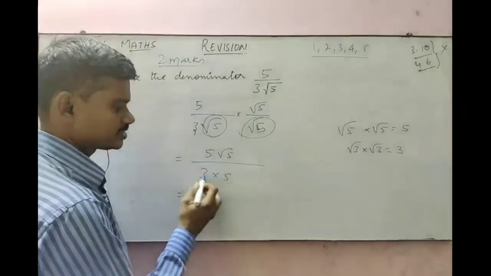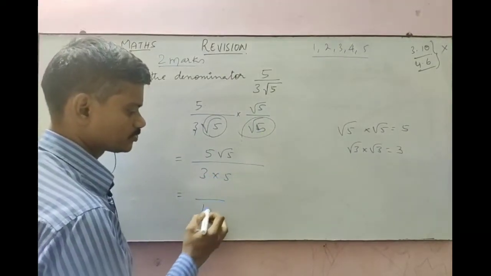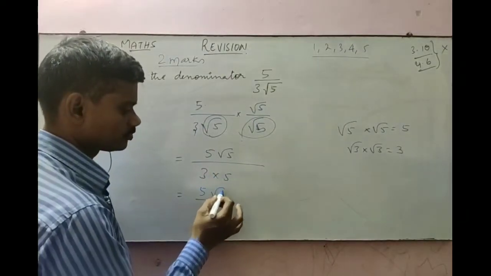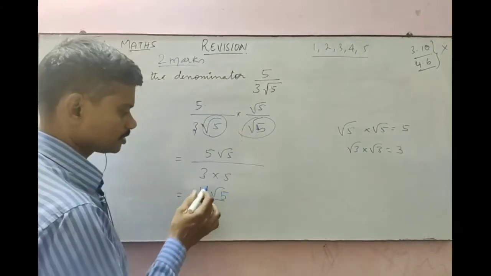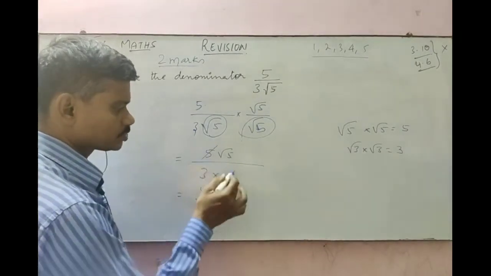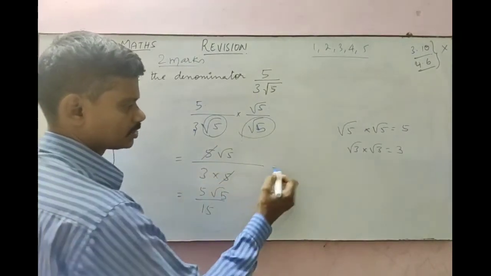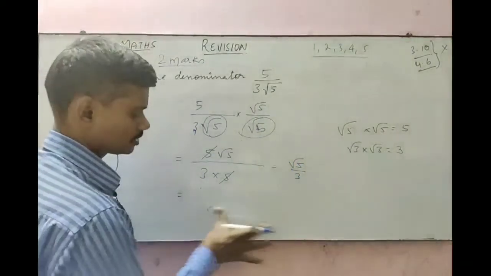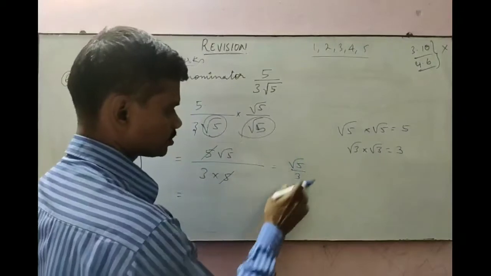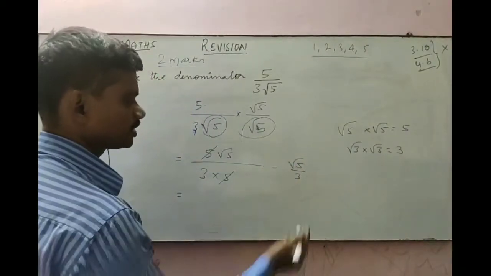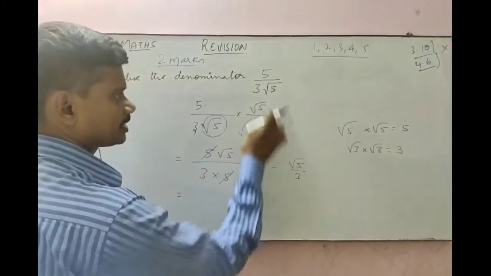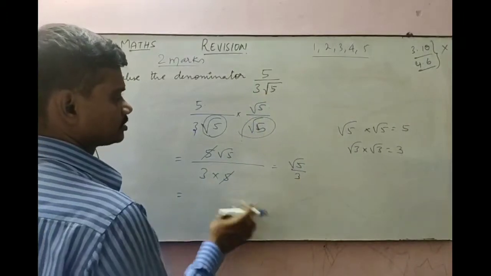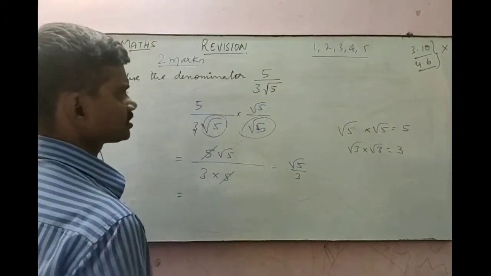So now the denominator is 3 into 5. 3 into 5 gives 15. Here 5 root 5. You can cancel those two numbers. 5 cancels. You will get the answer as root 5 by 3. So now the denominator is rationalized, the irrational number has become a rational number. So this is the way of rationalizing the denominator.